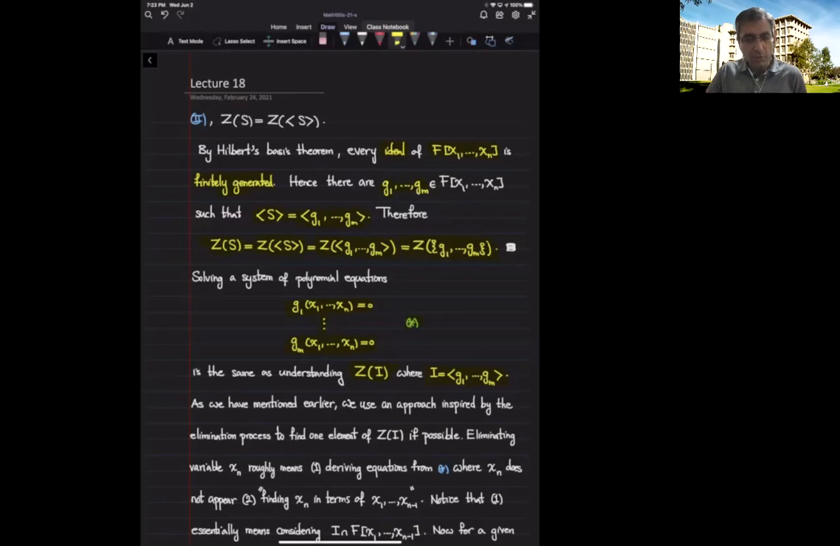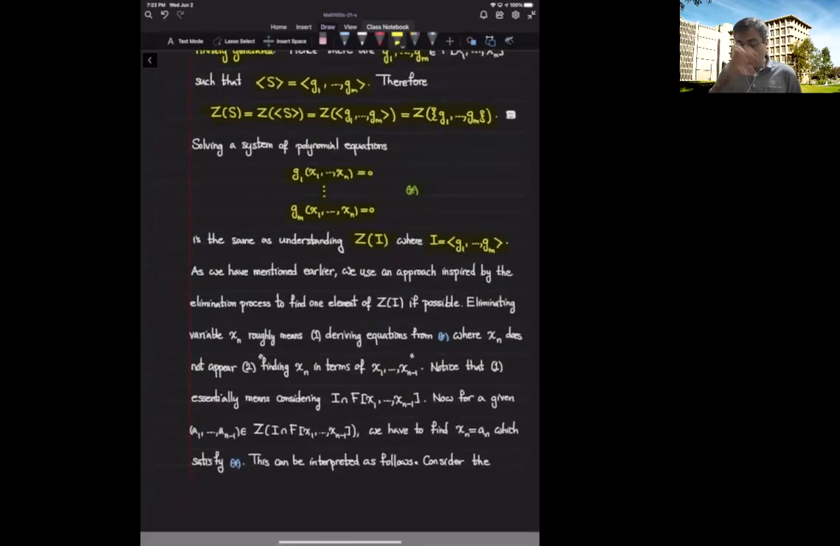Now, let's go back to the original question. We want to understand zeros of a system of binomial equations. We will be much more humble, and we want to understand if we can find only one common zero for these g_i's under suitable assumptions. So that's our goal. We want to show that under suitable assumptions, we can find a common zero for a system of polynomial equations.